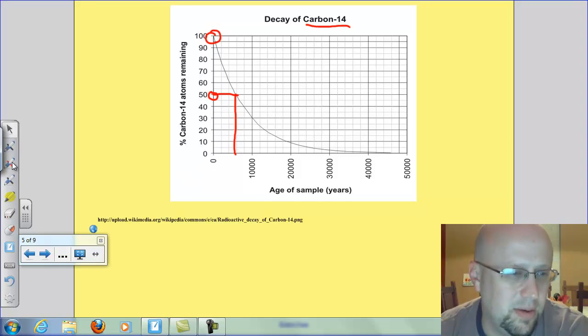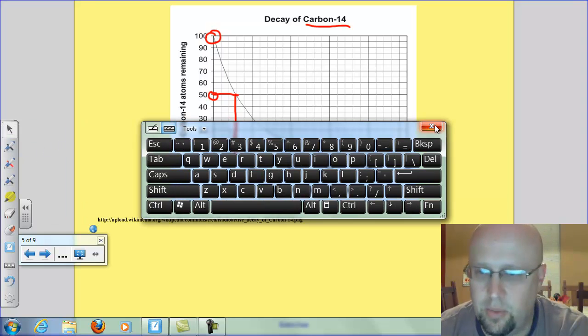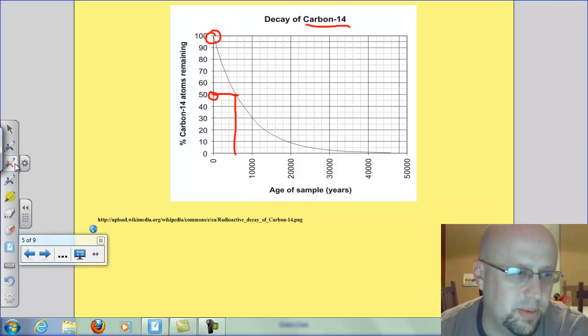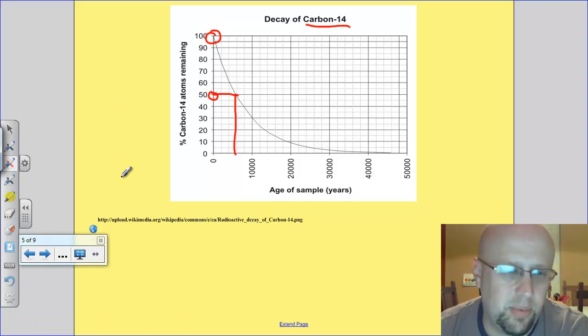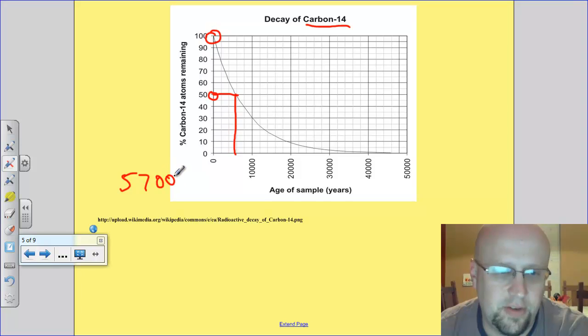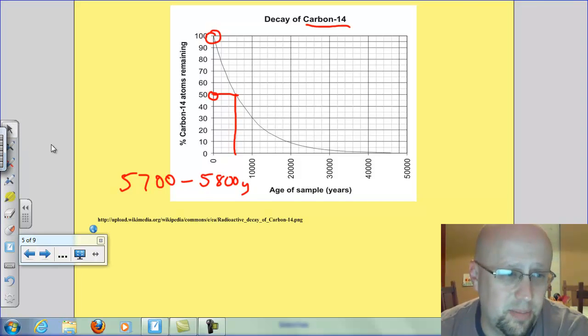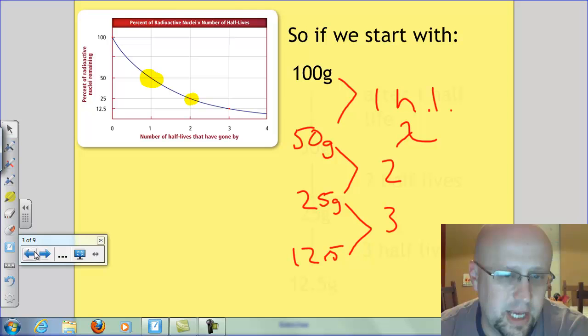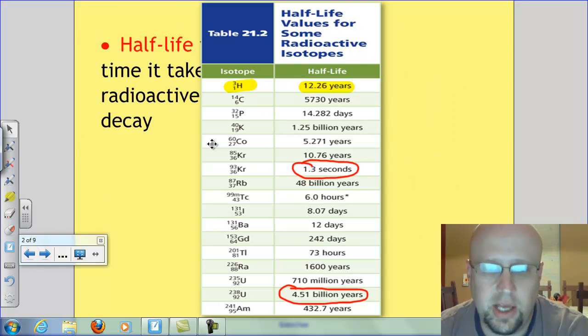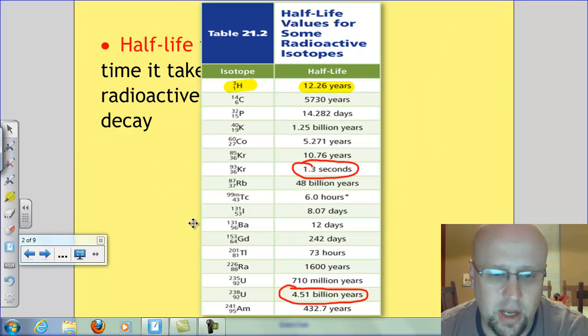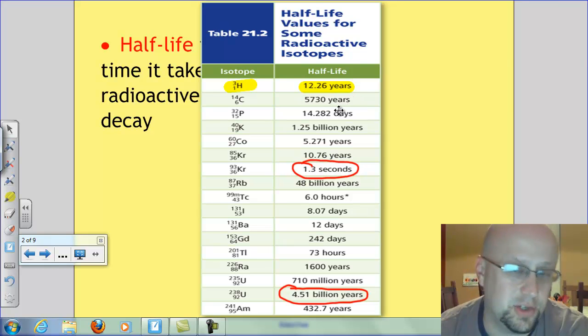Let's say maybe, and obviously we're going to be making an estimate here, but I would say probably about 5,700 to 5,800. Okay. And really, we could go back and check that because, remember, we got that table of half-lives at the beginning. And so if we go back and find carbon-14, which is right here, C14, it is 5,730 years. So a pretty good estimate. That was about what the half-life is. And we just found that by using the graph.